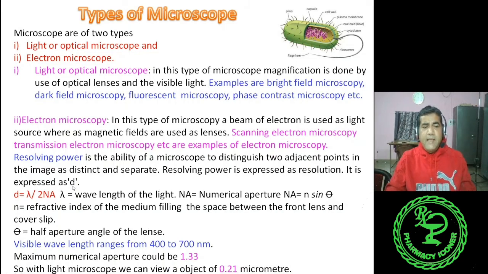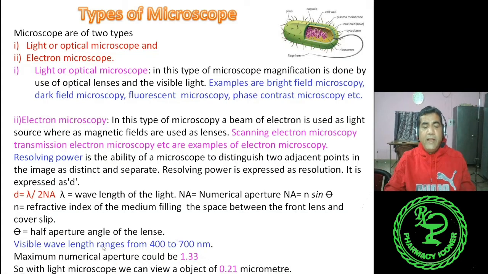So it is expressed as D. D equal to lambda by 2 NA. Lambda is the wavelength of the light. NA is the numerical aperture, which is expressed as n sin theta. N is the refractive index of the medium filling the space between the front lens and the cover slip. Theta is the half aperture angle of the lens.